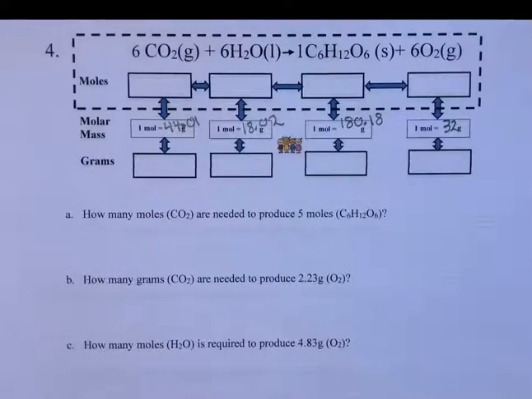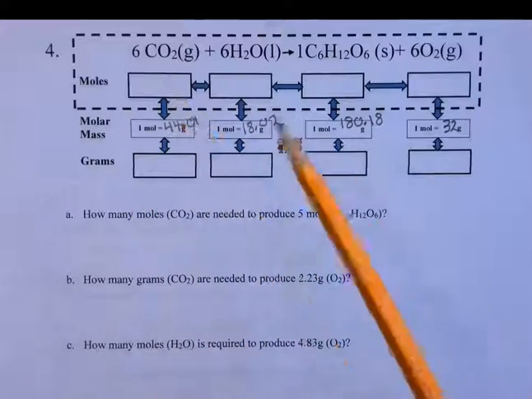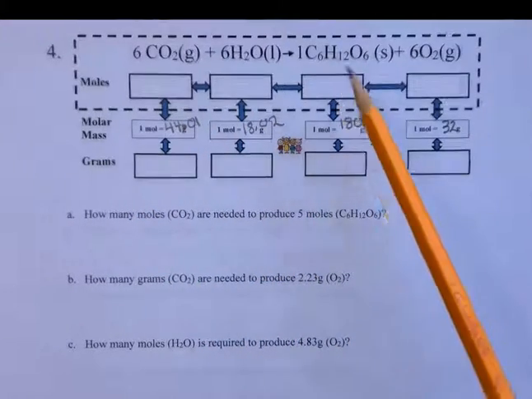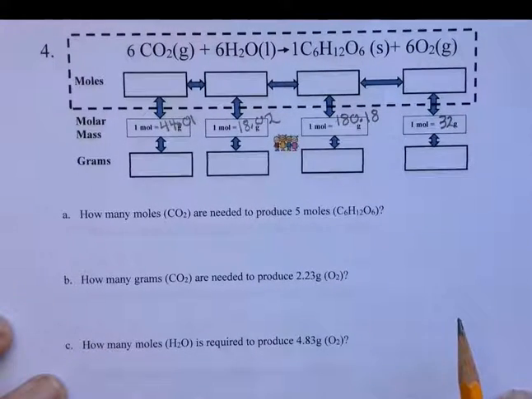Okay, we're off to problem number 4. This is a photosynthesis reaction you may recognize from biology. Carbon dioxide plus water plus, of course, light, you need light energy, is going to produce a sugar and oxygen. So that's what plants do. So let's go ahead and get started.